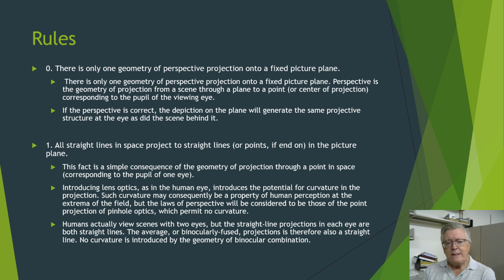Humans actually view scenes with two eyes, but the straight line projections in each eye are both straight lines. So the average of those two, or binocularly fused projections, is therefore a straight line. No curvature is introduced by the geometry of binocular combination. That's a big word.